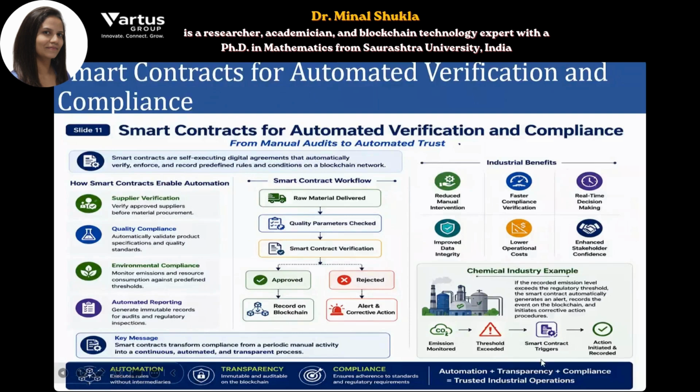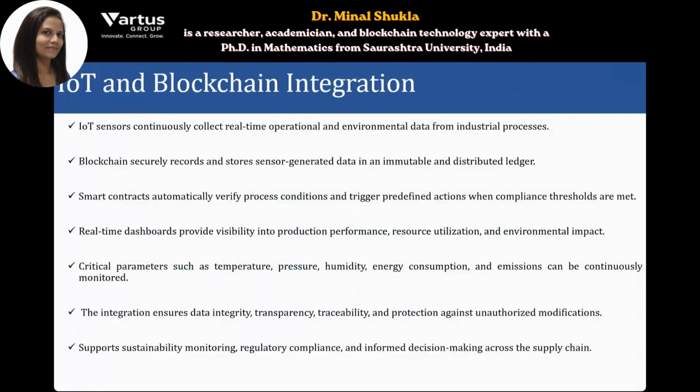So this is how it works in the chemical industry: if the recorded emission level exceeds the regulatory thresholds, it generates an alert, records the event on blockchain, and initiates corrective action procedures immediately. So this is how it is important for the chemical industry. Smart contracts transform compliance from a periodic manual activity into a continuous, automated and transparent process. So these three things are very important: automation in the industry, transparency in the industry, and compliance in the industry. And that is why trust will be generated in this form of operations.